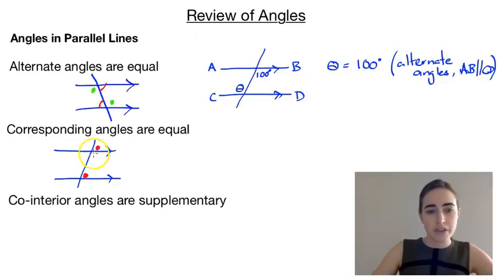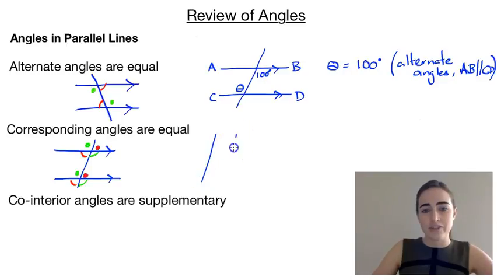So we've got a couple of other pairs in there. We've got this one here and this one here. We've got this angle and this one are corresponding, and we've also got this angle and this angle are corresponding. So there's 4 pairs of corresponding angles.